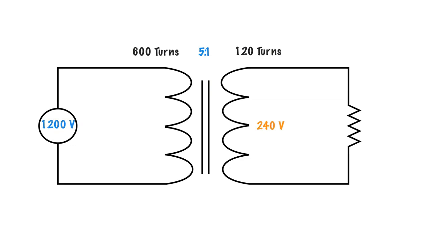Practically, when you're dealing with transformers, you won't be given the number of turns. You can still use what's called the turns ratio though, so you can still go 1200 volts divided by 240 volts to get the turns ratio of 5. And that becomes important when we're trying to deal with other calculations such as trying to figure out what the current is, which we'll cover in another video.